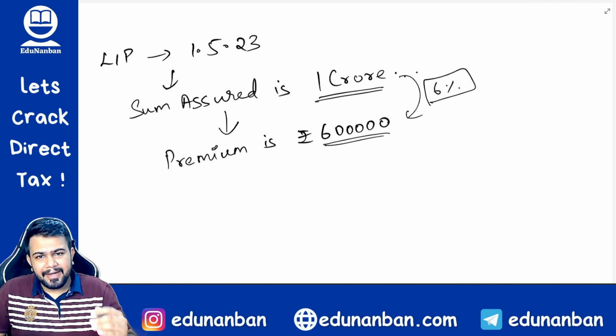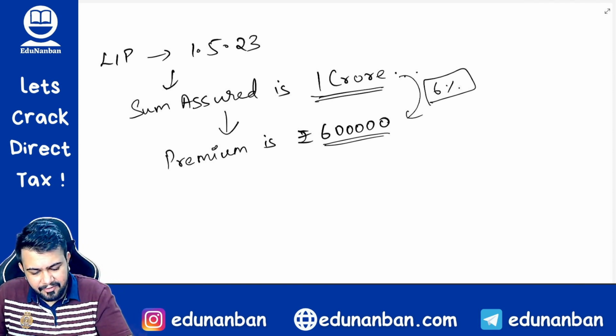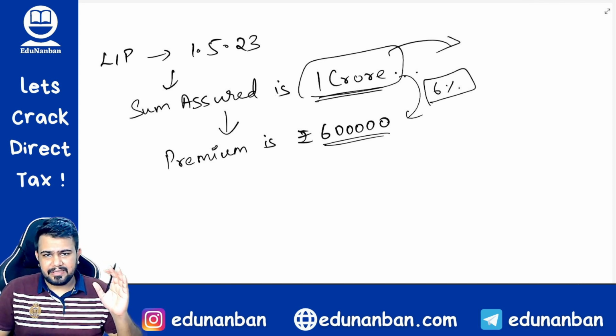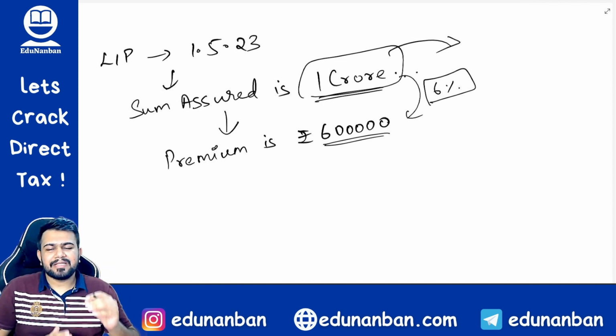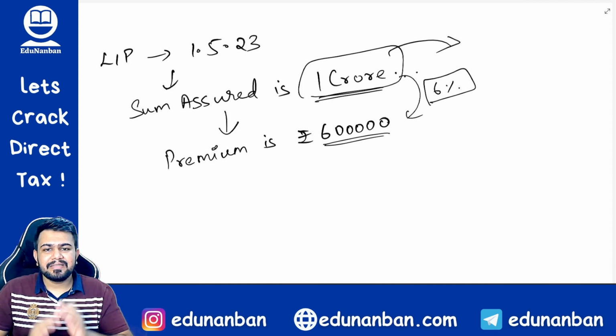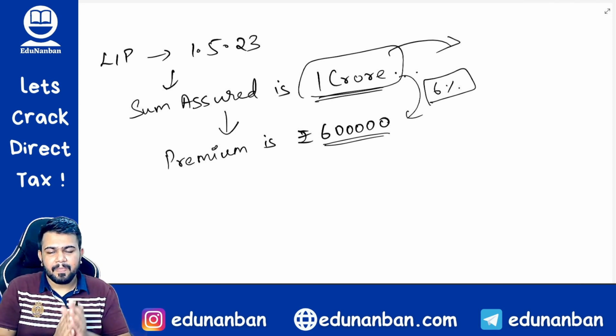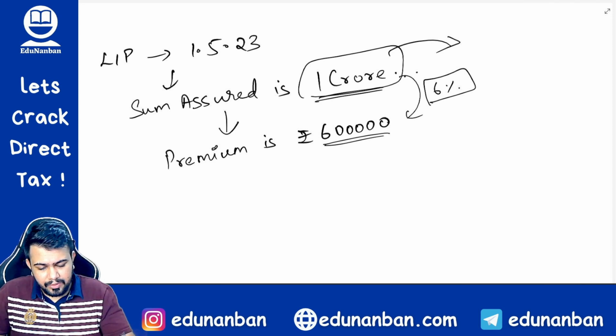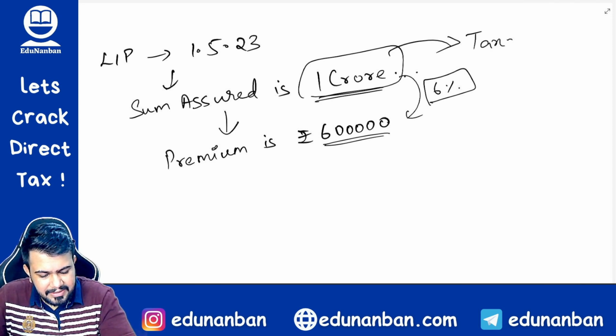So according to the earlier provisions, this entire 1 crore, if it is received by the assessee, or whatever maturity amount is there, will be completely exempt from tax under section 10(10D). This was the earlier provision. But now what has happened? Now this 1 crore rupees has become taxable.